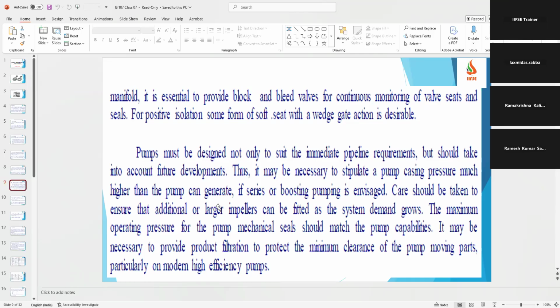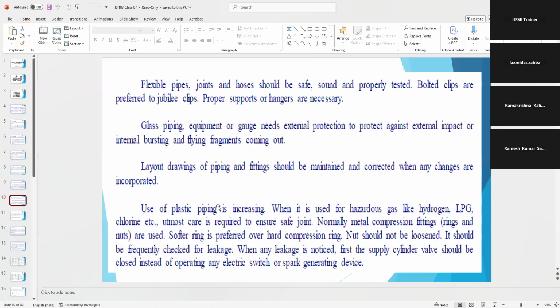Whenever there is a requirement for additional inlets or pumps, it should be possible to add them, and the maximum operating pressure of the pump's mechanical seal should match the pumping capacity. It may be necessary to provide product filtration to protect the minimum clearance of the pump's moving parts, particularly in modern high efficiency pumps. To avoid friction, there should be a minimum clearance. Even the friction between the pump and the casing can generate sparks.